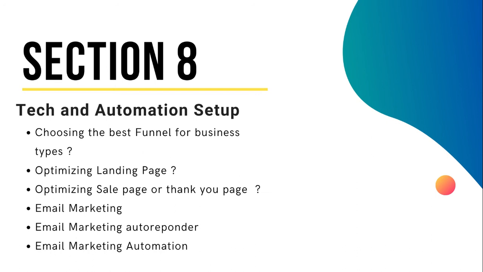Now section 8 is on building out the funnels. Lesson 1 is choosing the best funnel for your business type, optimizing your landing page, and optimizing your sales funnel. The final section is email marketing, the basic concepts of moving people through your funnel with the help of content, email broadcasting, email follow-ups and an email nurturing system. So this is what the course curriculum is.